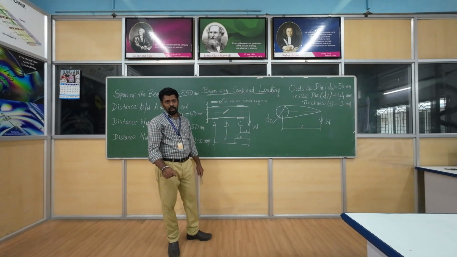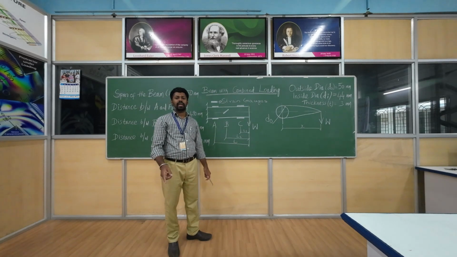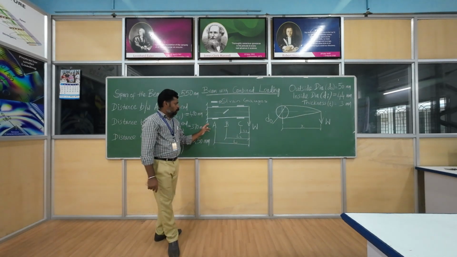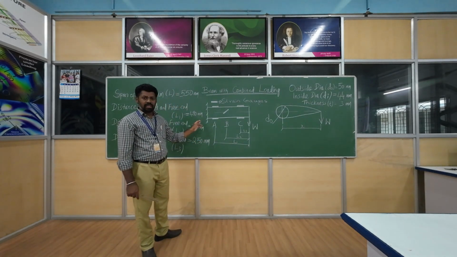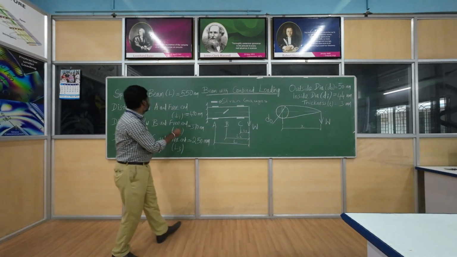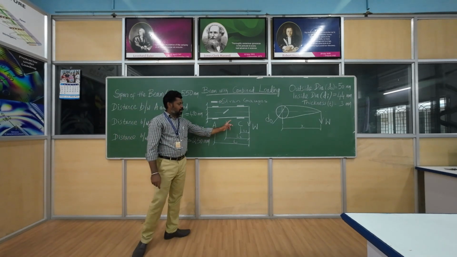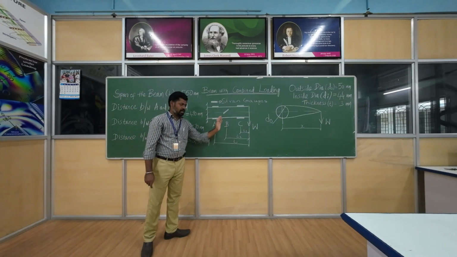So now again, I am conveying the objective of the experiment. We are going to compute the principal stress and principal plane of the given beam subjected to both bending and torsion. So now we will see the geometrical parameters of this beam. The beam has a length of 550 mm. Now we have taken 3 different points A, B, C.